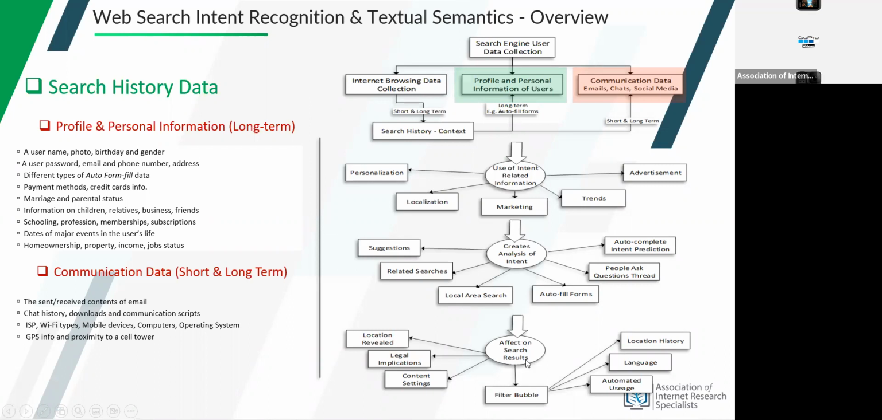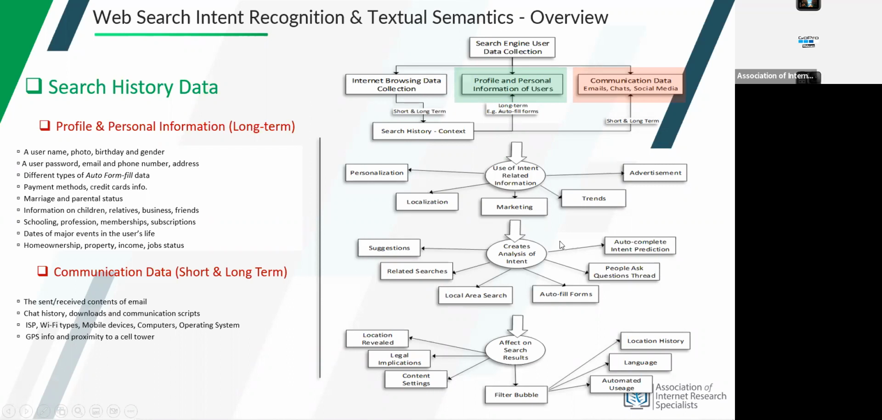At the very end, effect on search results is where the search results are going to have two types of effects. One effect is what we call a filter bubble.